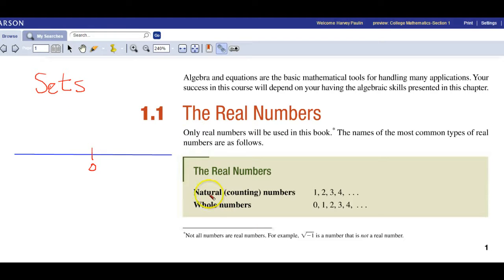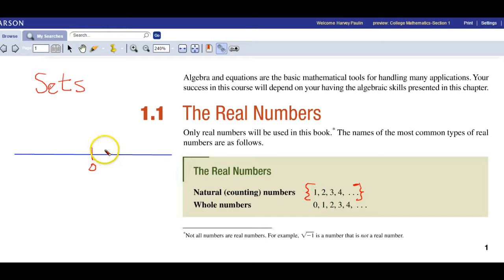The first set we look at is natural or counting numbers, and this set would be like 1, 2, 3, 4, and then this ellipsis indicates the pattern continues. We sometimes write that using a brace here, and then this is a method we call roster notation.